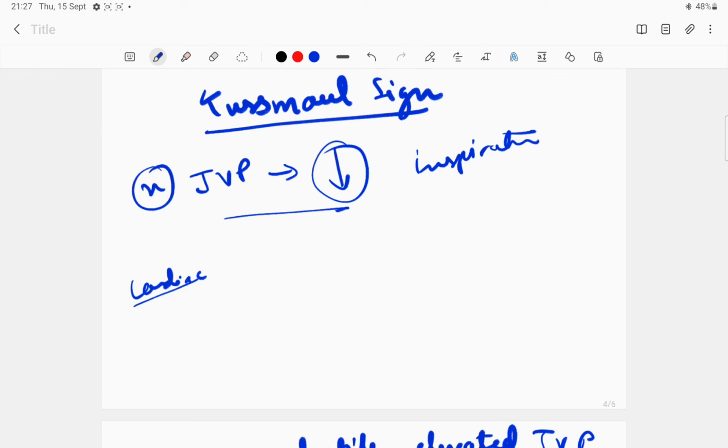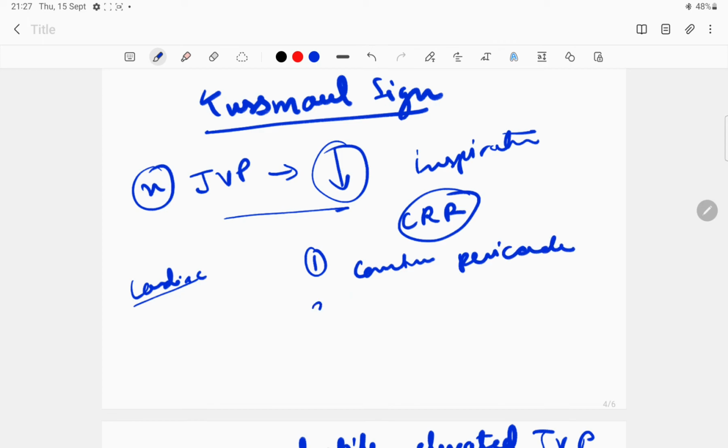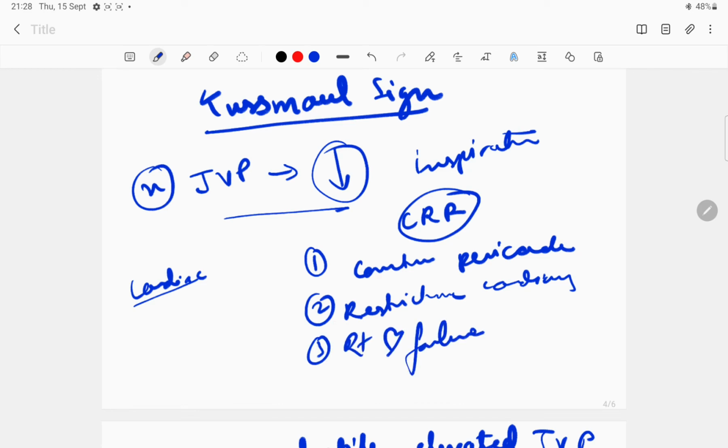So therefore we will see Kussmaul sign mainly in conditions we can remember as CRR, that is constrictive pericarditis, and restrictive cardiomyopathy, and right heart failure, which can be due to inferior wall MI or pulmonary embolism or COPD.